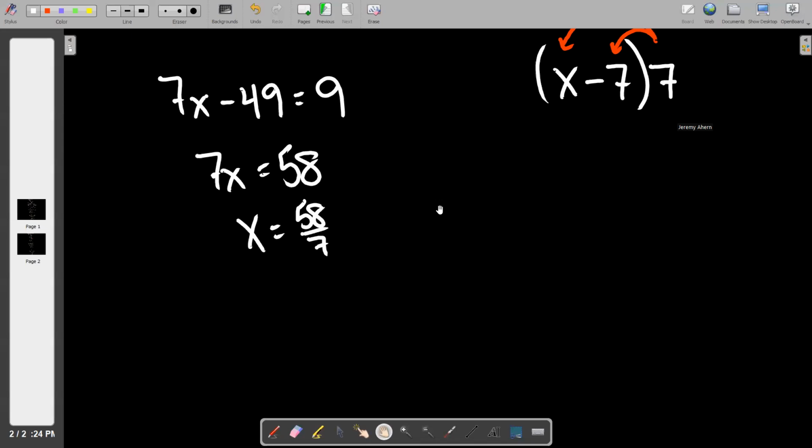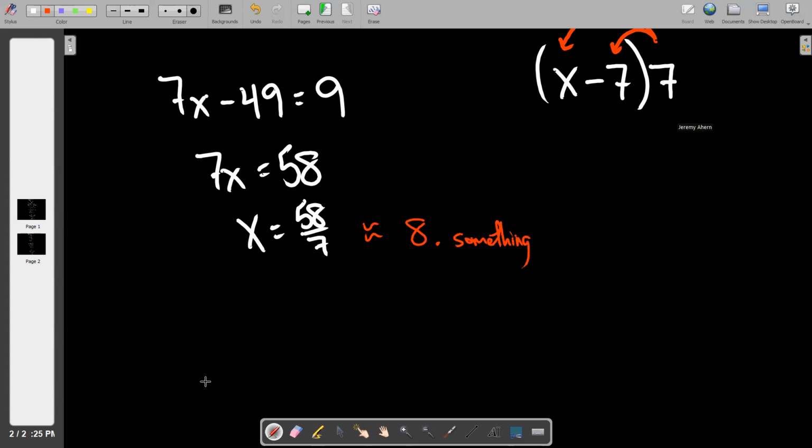So what I want to do at this point is think of 58 sevenths as what it actually is. And you should know that 7 goes into 58 8 times. So if I said I want to know what this is roughly equal to, I would say, well, it's about 8 point something.